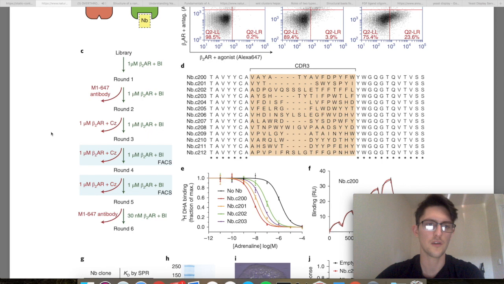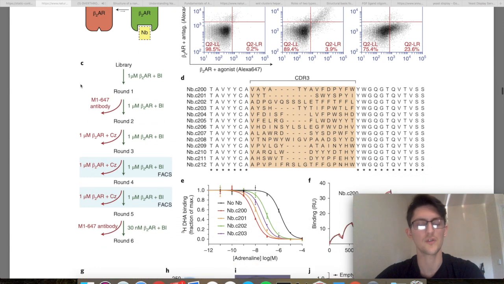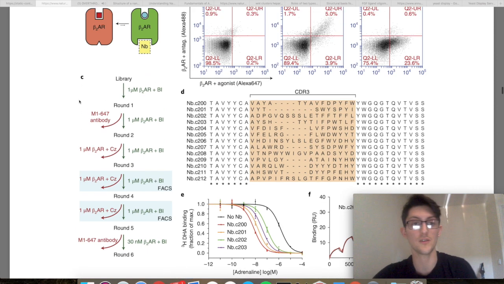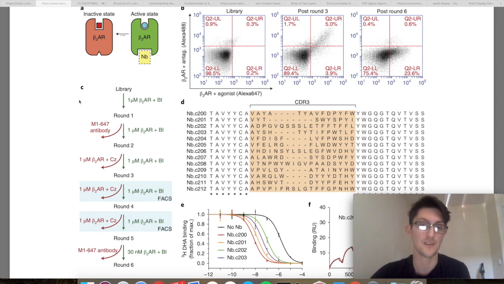3C shows their approach is quite advanced. They use MACS, MACS, MACS, and then FACS twice, and MACS, and they lower the concentration of the added activated protein to try and increase the affinity of the thing they're pulling out. But they do counter selections before in each case to reduce the populations of nanobodies which bind to the inactivated conformation, i.e. the antagonized one, or one of the antibodies used to stain the FLAG-tagged activated version.